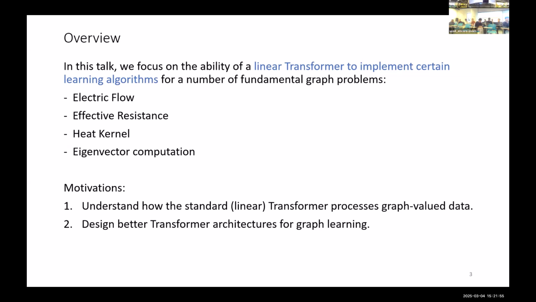For a number of fundamental graph problems, such as electric flow, effective resistance, Green kernel, and eigenvector computation. The motivations are twofold. First, we want to understand how the standard linear transformer processes graph-valued data. And second, we hope that this understanding allows us to design better transformer architectures for processing graphs.